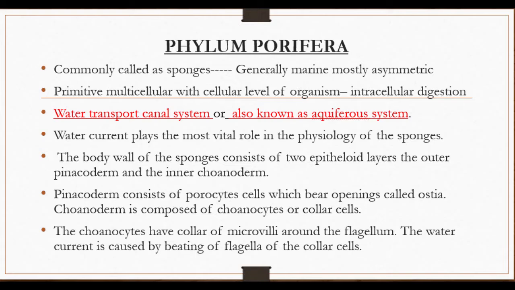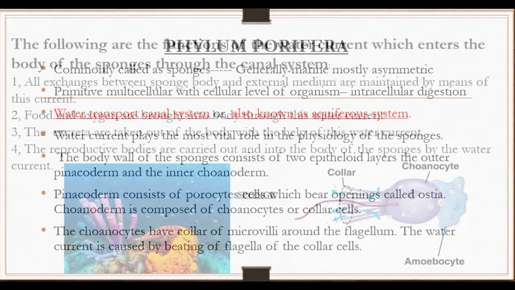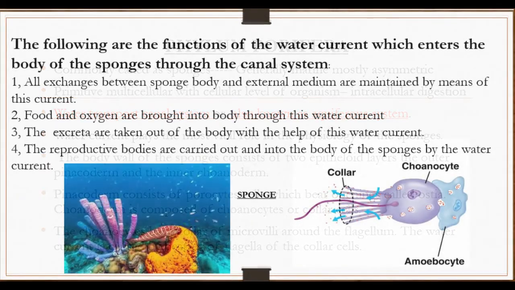The frequently asked question is, what is the water transport canal system? This water current plays a most vital role in the physiology of sponges. The body wall of sponges consists of two epithelial layers, the outer pinacoderm and the inner choanoderm. The pinacoderm consists of porous cells which bear openings called ostia. Choanoderm is composed of choanocytes or collar cells.